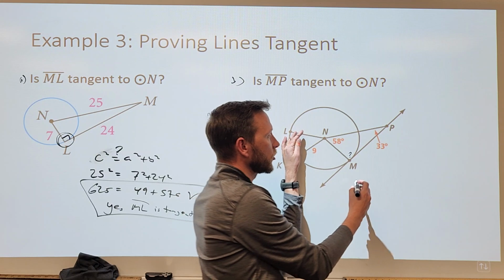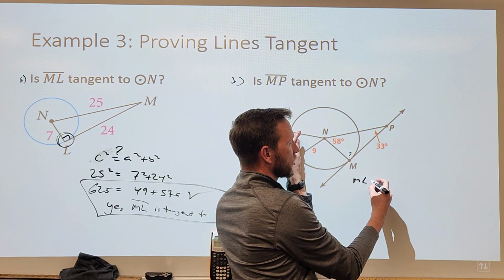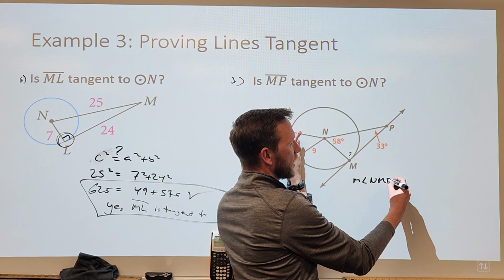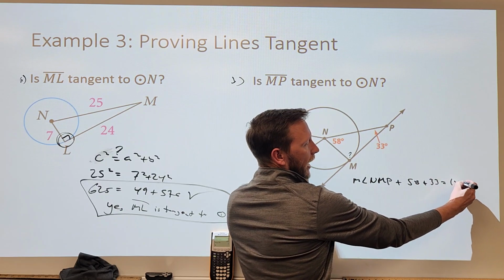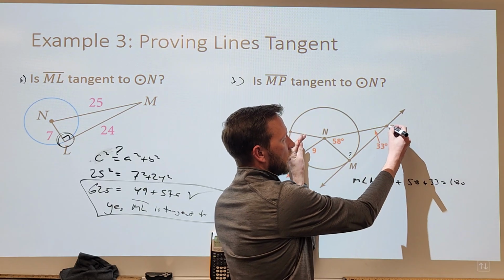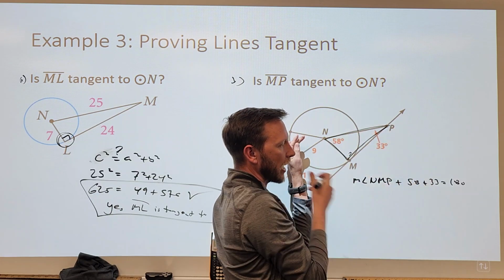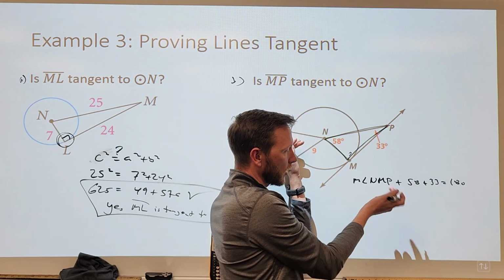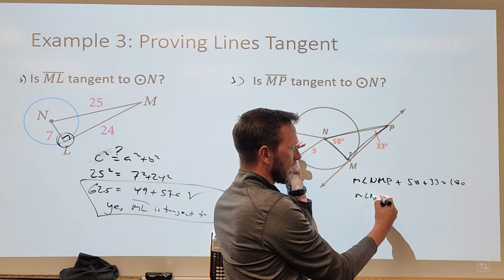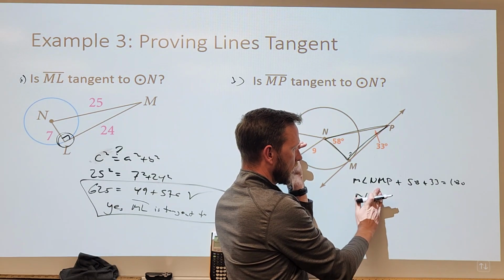Is it 90 degrees? We can find that by taking the measure of angle NMP plus 58 plus 33, and we know that has to equal 180. In this triangle, the angles have to add up to 180 degrees. The question is, is this going to be 90? And we can tell already that it's not going to be.